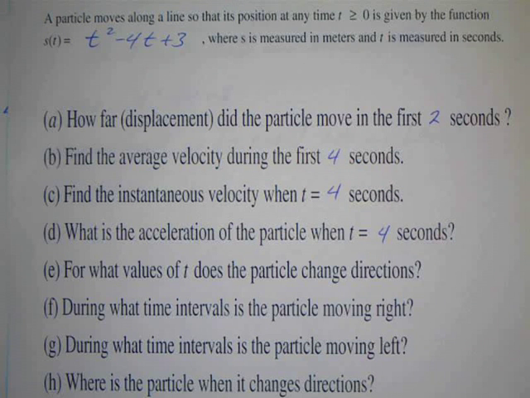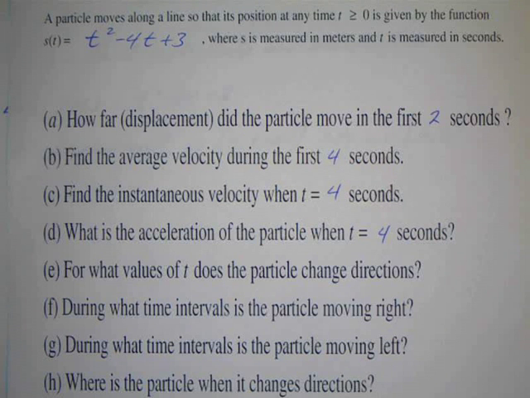So here's an example of a series of questions you could answer if you know the position function. The position function is great. It tells you an awful lot of information about what's going on with an object. So here we have a particle that moves along a line so that its position at any time t greater than 0 is given by the function. Remember, our time is always going to be greater than 0 because we don't worry about negative time.